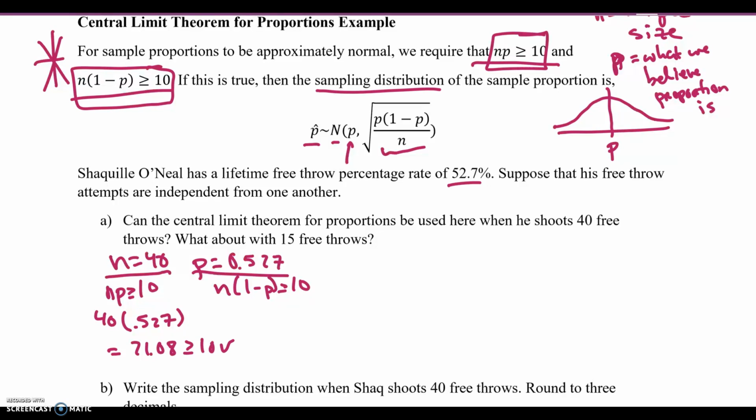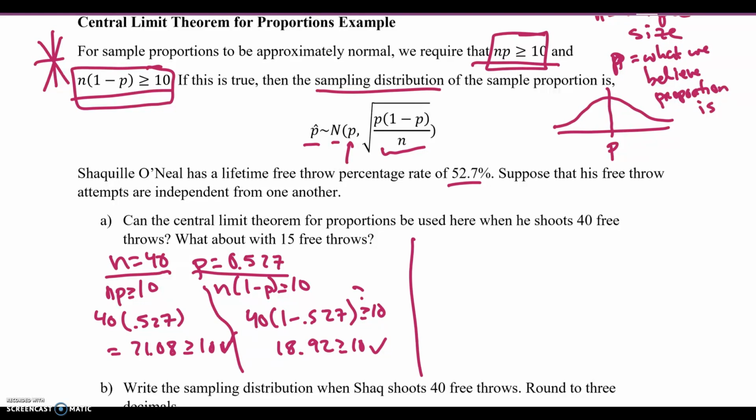Okay, now we also have to check this one. We have to make sure that this is also true for this one. So I'm going to have 40 times 1 minus 0.527. Is this greater than or equal to 10? Okay, so I'm going to take 40 and multiply it by 1 minus 0.527, and what I'm going to get is 18.92. And you can see that this is greater than or equal to 10. Okay. So can we use it when n equals 40? The answer is yes, we can use it.